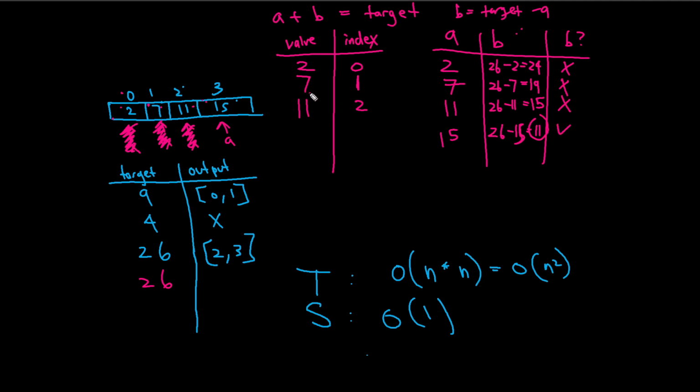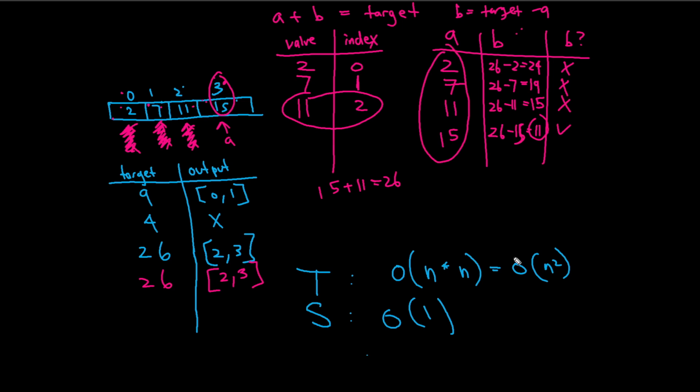And yes, it does. 11 exists at index 2, and 15 exists at index 3. So 15 plus 11 equals 26, and we need to return the indexes of 15 and 11, so 2 and 3. And so our answer stays the same, except we did this way faster. If you notice, we only visited each element once. So our time complexity is O(n), and our space complexity is O(n) as well, because we had to use a map to store the values and their indexes as we visited them.